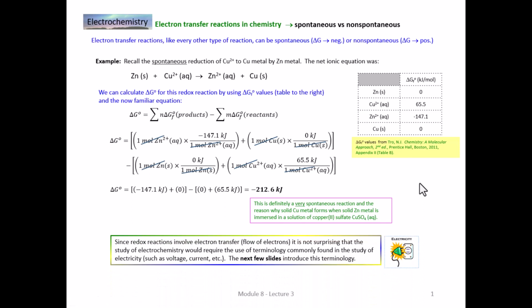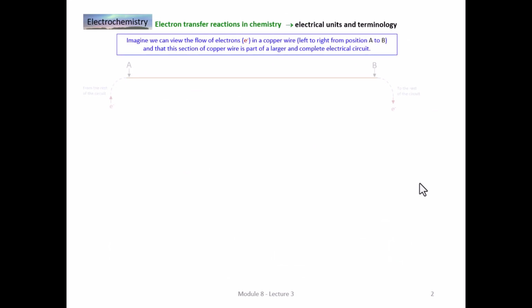Well, since redox reactions involve electron transfer, in other words, a flow of electrons, it's not surprising that the study of electrochemistry would require the use of terminology commonly found in the study of electricity, such as voltage and current. So we're going to spend the next few slides introducing some of this terminology. We will soon discover that redox reactions have calculated voltages that can be related to free energy values. So let's look at some electrical units and electrical terminology.